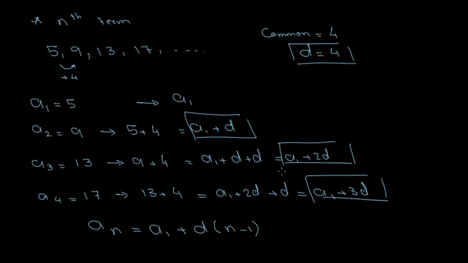Because if you need the second, we multiply by 1 times d. If you need the third, you multiply by 2 times d. If you need the fourth, you will multiply by 3 times d. And this form is called the nth term of the arithmetic sequence.